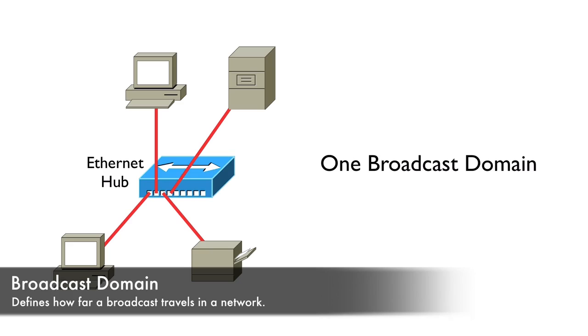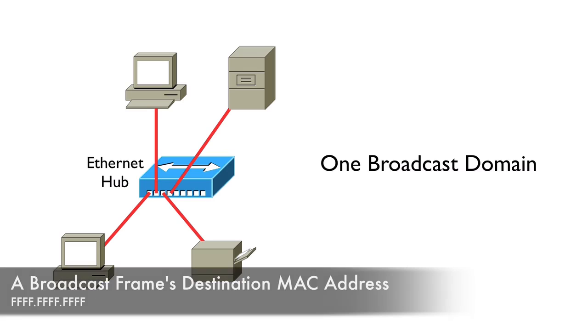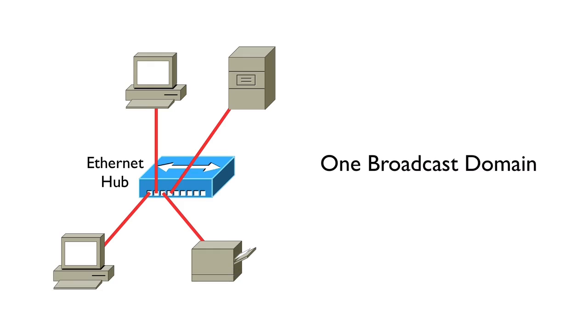If we look at the layer 2 MAC address of a broadcast frame, the destination MAC address is all Fs, and there is no device on the network that would have a network interface card with a MAC address of all Fs. This means that a switch would never learn the all Fs MAC address. And what does a switch do with an unknown destination MAC address? It floods it. It sends that frame out of all of the other switch ports other than the port that the frame was received on.